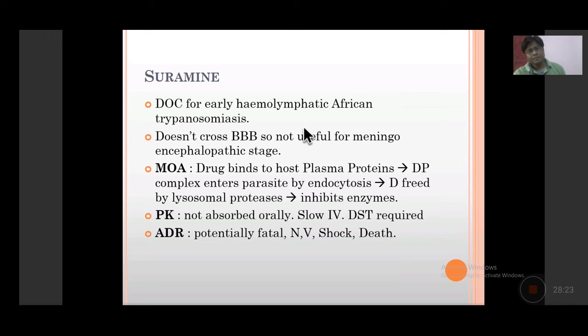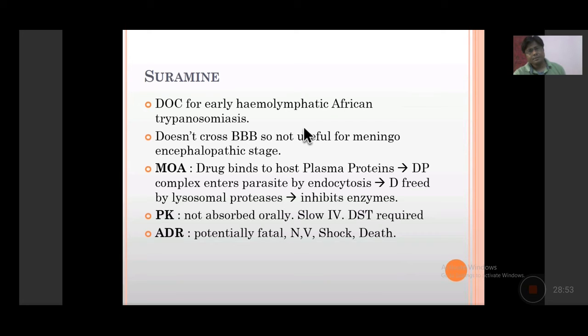The drug of choice for early hemolymphatic African trypanosomiasis. Now, you need to read trypanosomiasis thoroughly in your microbiology. There are various forms and various types of infections. Here, you are talking about hemolymphatic trypanosomiasis where suramin can be used. It cannot cross the blood-brain barrier, so it is not useful for the meningoencephalitic stage of trypanosomiasis. Only for the hemolymphatic stage is it helpful.